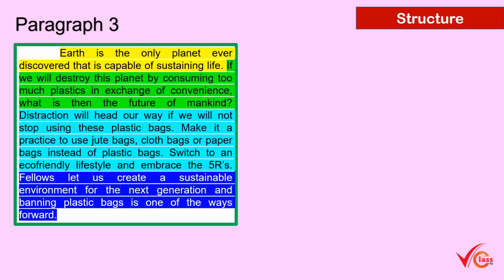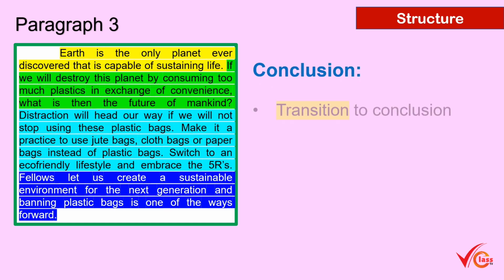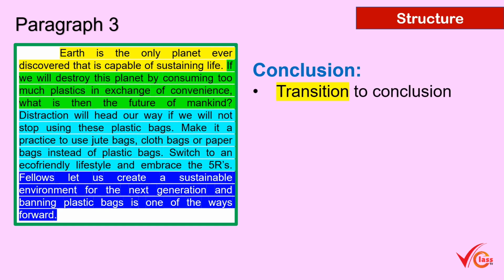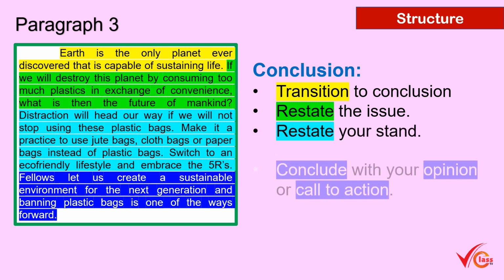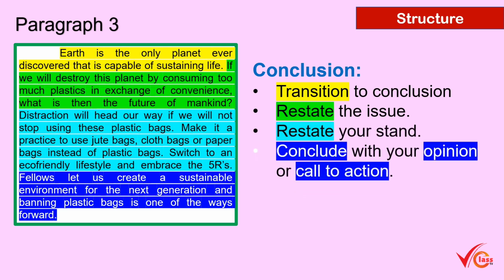And of course, you have paragraph 3. Paragraph 3 is your conclusion. And so here you're going to transition to conclusion, restate the issue, restate your stand, and conclude with your opinion or call to action. So the transition here is highlighted in yellow, such as the way of saying Earth is the only planet ever discovered that is capable of sustaining life.